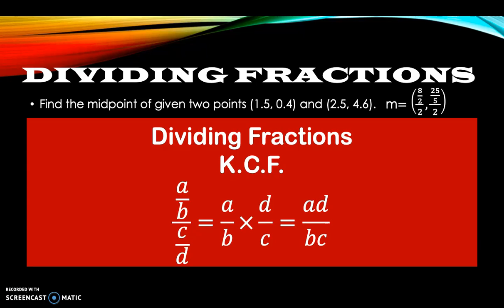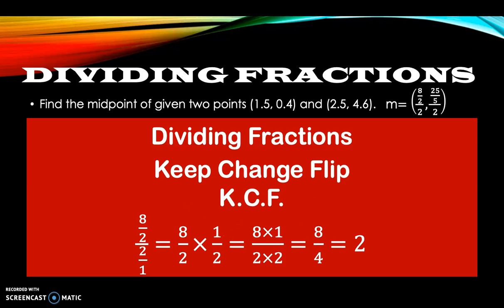When dividing fractions, we do the keep, change, flip method. So dividing fractions A over B and C over D, we keep the first fraction, which is A over B, change division to multiplication, and flip the second fraction, C over D, which will now be D over C, and we multiply across: AD all over BC. For 8 over 2 divided by 2, the 2 is understood to have a 1 in the denominator.